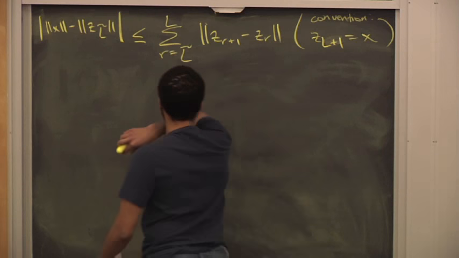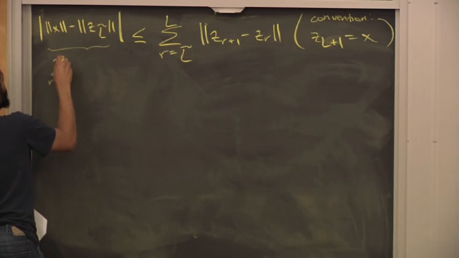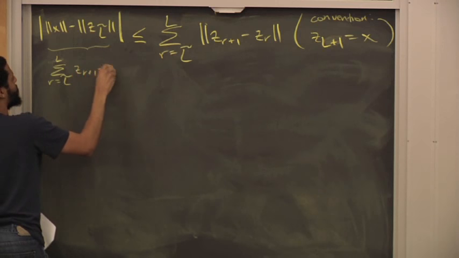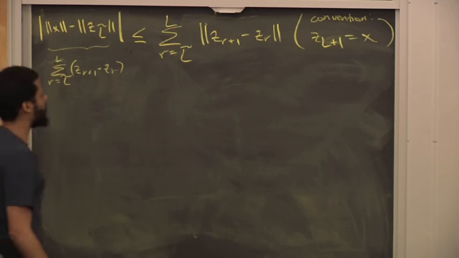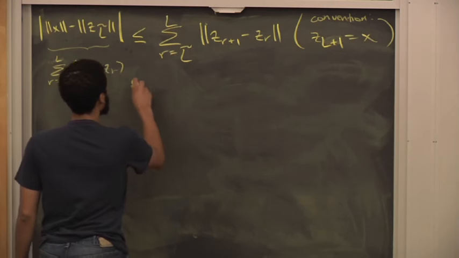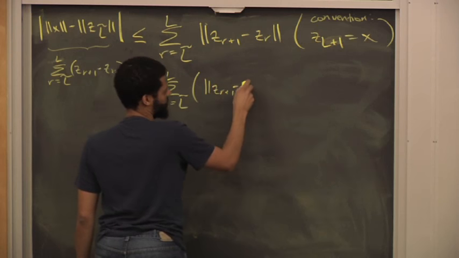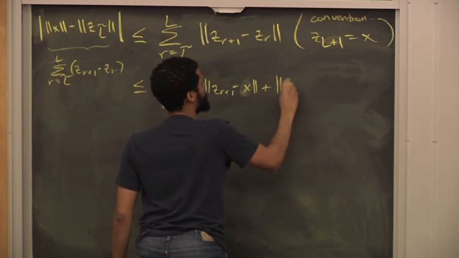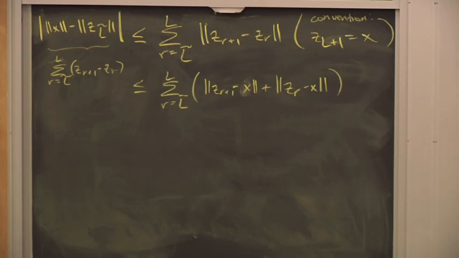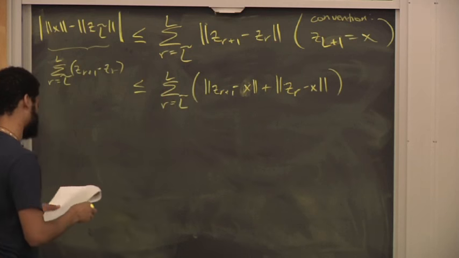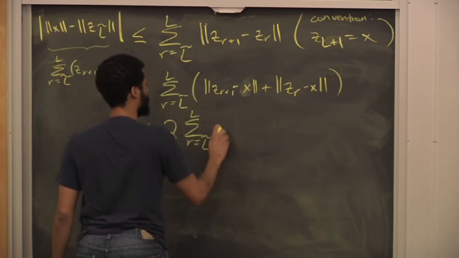And now, right, this is just a triangle inequality because I can write this thing inside as the sum over those r's from l tilde to l of z r plus 1 minus z r. That's equal to this, and then I use triangle inequality. And then again use triangle inequality. This is at most the sum over those r's, l tilde to l, of z r plus 1 minus x plus z r minus x. And now remember my definition. This thing is at most 2 times the sum over r from l tilde to l of e r.